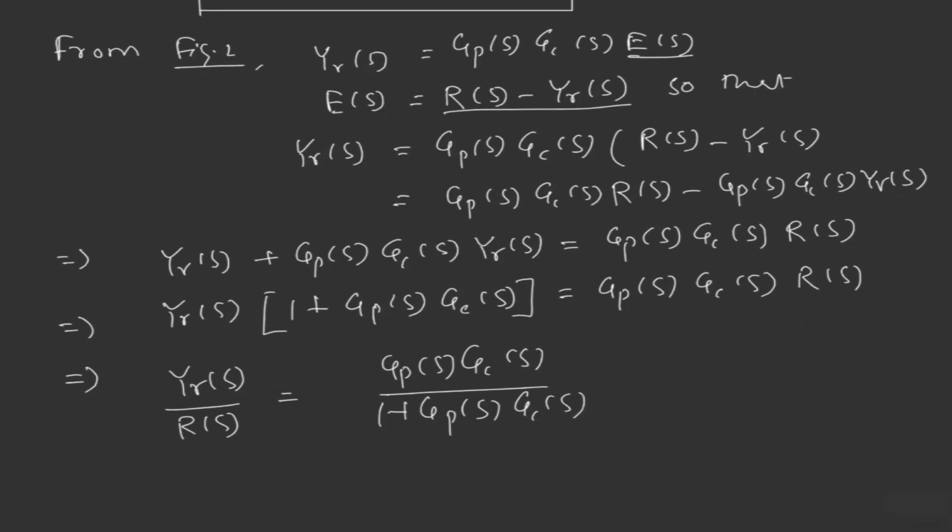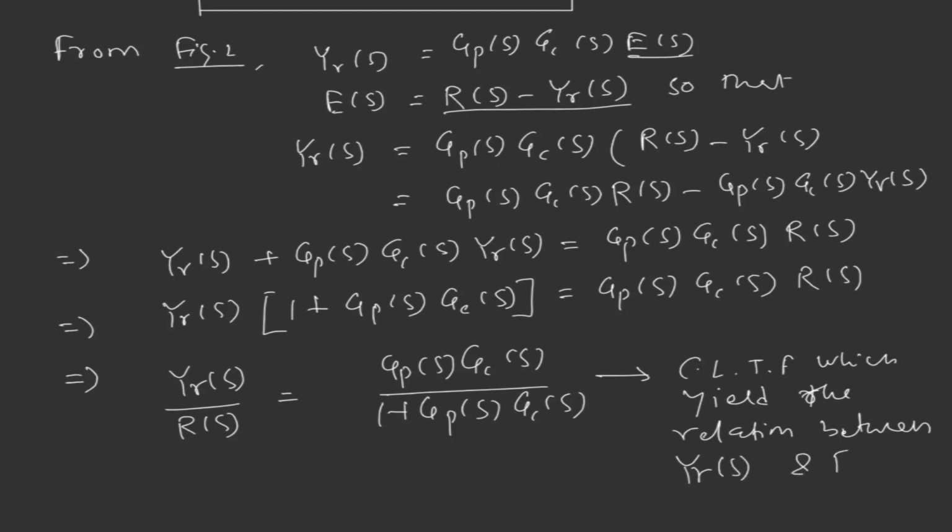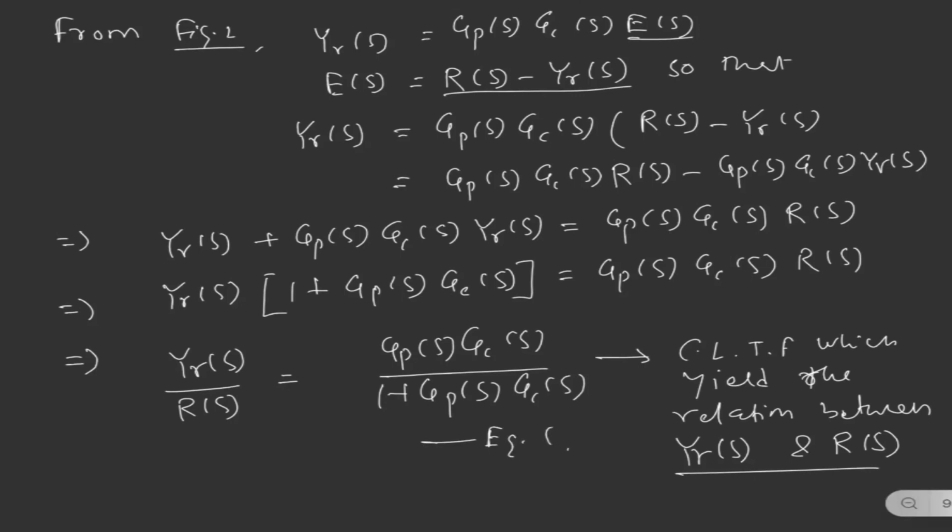So this is basically the closed loop transfer function, which yields the relation between Y(s) and R(s). This is basically the main transfer function, because in this transfer function we are going to track R(s). So let's denote this as equation number 1. So the first transfer function we have found.